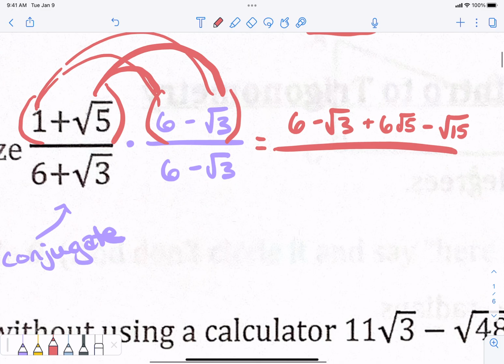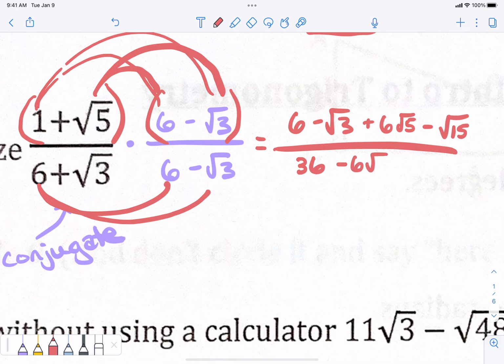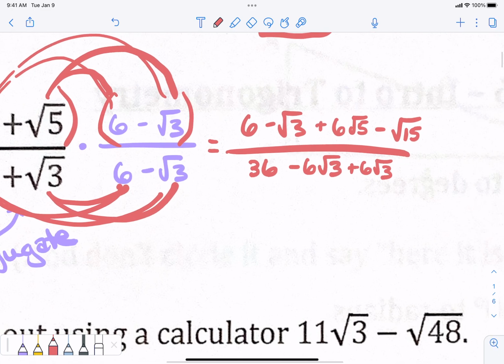All right, the bottom, 36. 6 times 6 is 36, okay? What's 6 times negative square root of 3? Minus 6 square roots of 3, okay? Then you do positive 6 square roots of 3, the inside pieces. And then what's the square root of 3 times negative square root of 3? Negative square root of 9, which is just 3. The square root of 3 times the square root of 3 is 3. The square root of 7 times the square root of 7 is 7, right? Anytime you take a square root of something times itself, it just pops out of the square root, right?